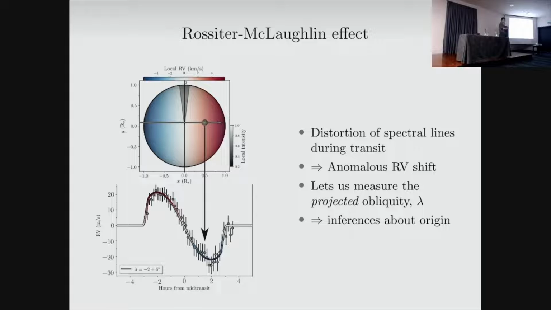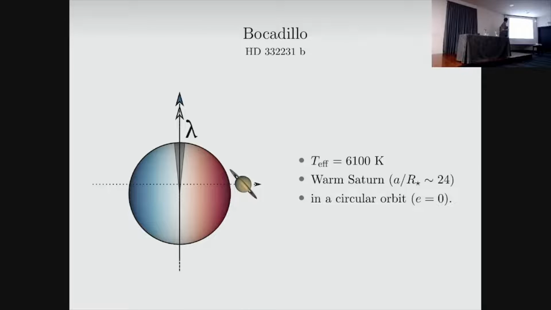The hope is that by measuring this, we can make some inferences about the origin of these planetary systems. And we have done that for some systems. Here we have a warm Saturn, with a separation of 24 a/R-star in a circular orbit.